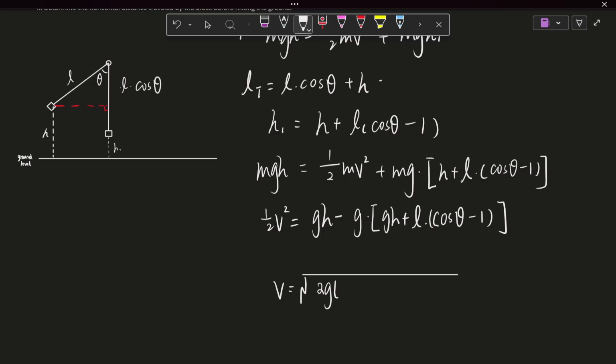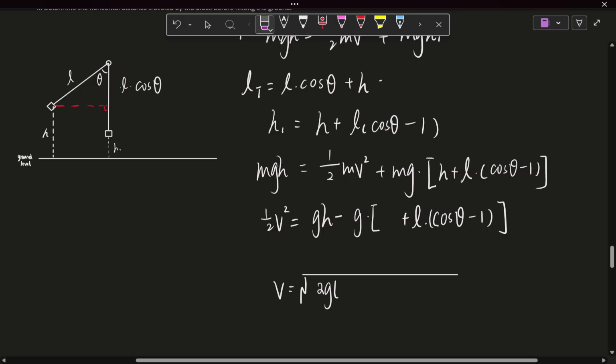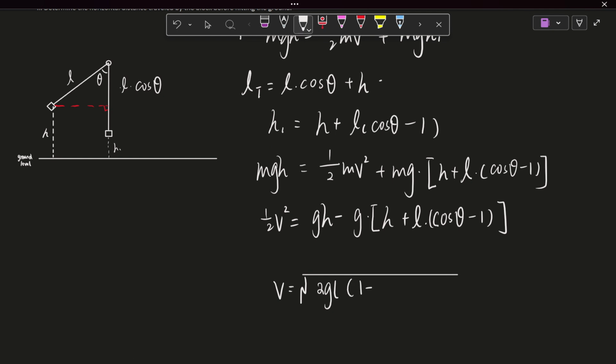And after the simplification, we'll get the expression for v, which is equal to the square root of 2gl. Well, I actually wrote an extra g here. It's supposed to be only h. It will simply be 2gl times 1 minus cosine theta.